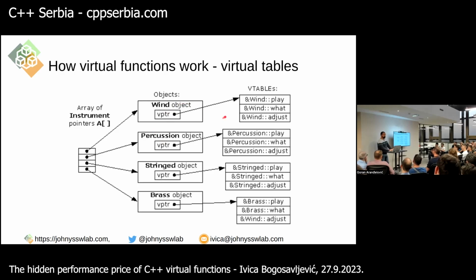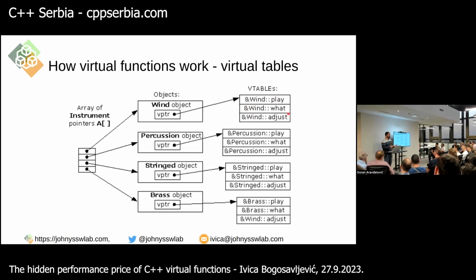It works like this. We have a virtual table, which is per type, not per instance. So there is one virtual table for all wind objects, one virtual table for all percussion objects, and so on. Each instance has a virtual pointer, which points to the table corresponding to that type. So we have a wind object, and it has a virtual pointer, which is 4 bytes, or 8 bytes on 64-bit architectures, which points to a virtual table that has entry 0, which is play, entry 1, which is what, and entry 2, which is adjust.